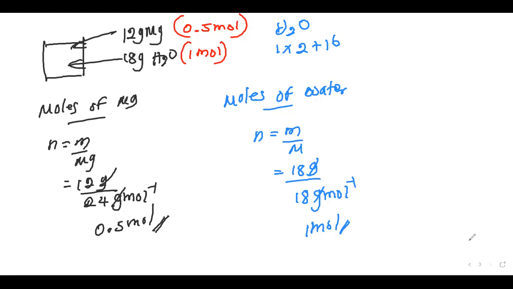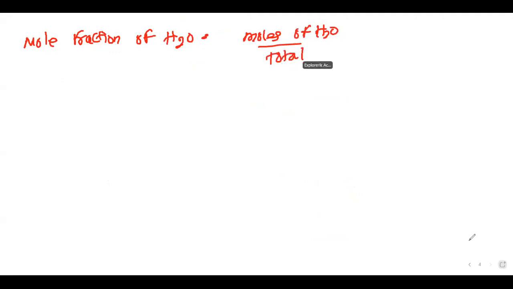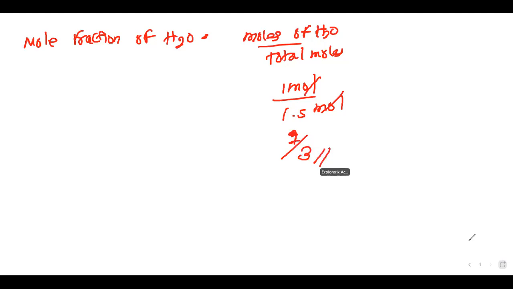Sorry, yeah. So when you find this out, then you can go for the mole fraction of water and the mole fraction of magnesium, okay? Mole fraction of water equals moles of water divided by total moles, right? Moles of water, if you remember, was one mole. Total number of moles: there was one mole of water and 0.5 moles of magnesium, so altogether 1.5 moles, right? So when you divide this, you will get 2 over 3.